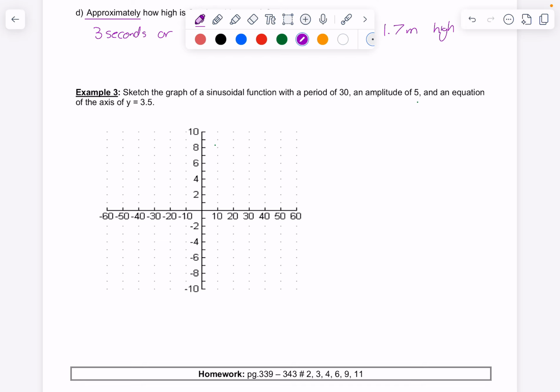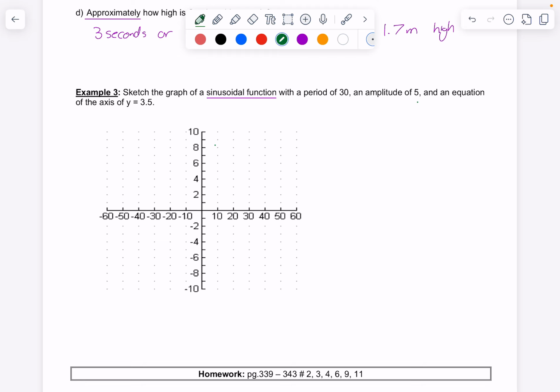Example 3. Sketch the graph of the sinusoidal function with a period. Whenever you see a sinusoidal function, generally speaking, your graph is going to have to look something like this. It might be upside down eventually, but it's going to be smooth and symmetrical. So sketch the graph of a sinusoidal function with a period of 30, an amplitude of 5, and an equation of the axis at 3.5.